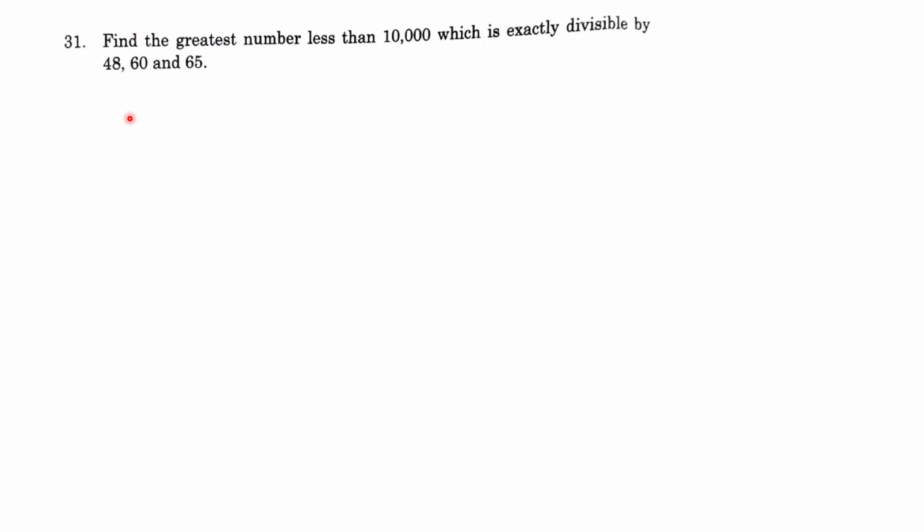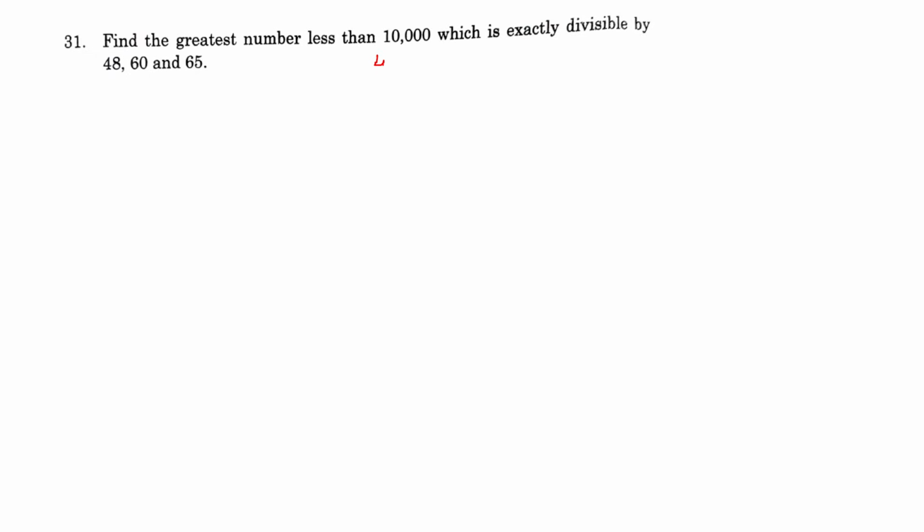Question number 31 is: find the greatest number less than 10,000 which is exactly divisible by 48, 60 and 65. Now think, if the number is exactly divisible by all these three, it means the number should be a multiple of these numbers, right? So whenever the concept of multiple comes, you have to find the LCM.